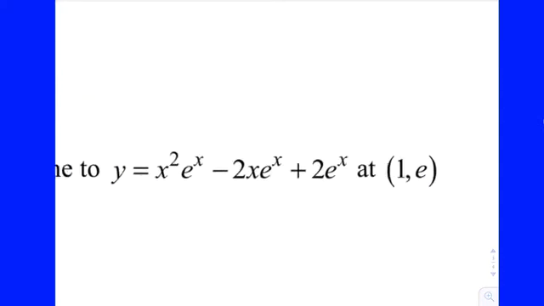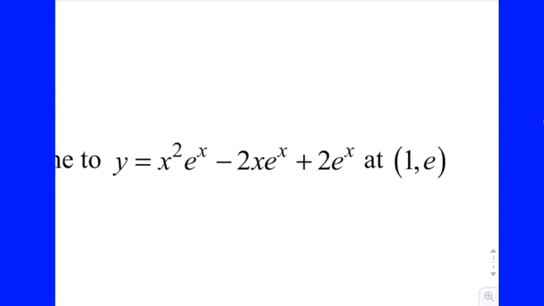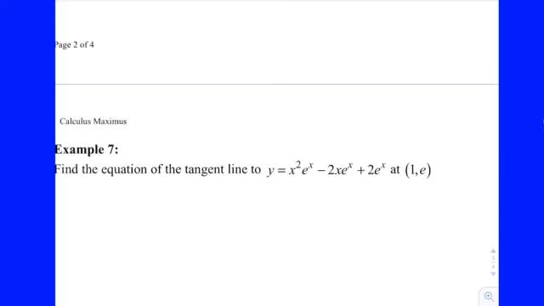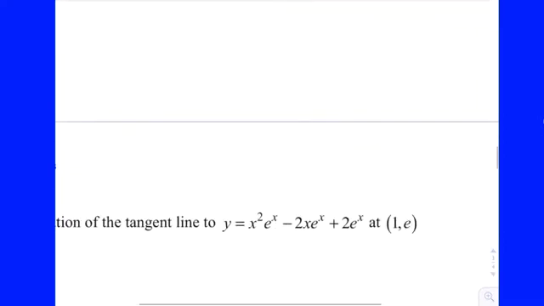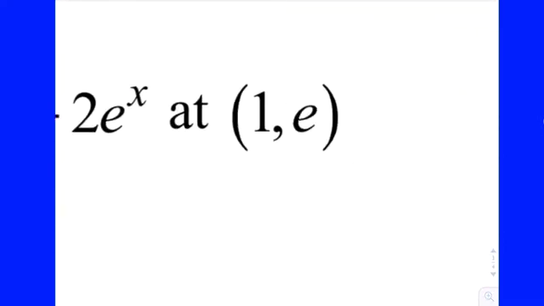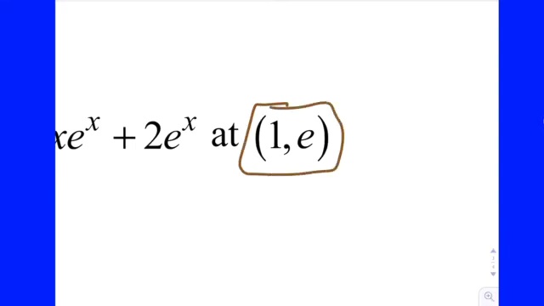Find the equation of the tangent line to this guy at the point (1, e). Equation of the tangent line. What do we need for the equation of a tangent line? We need 2 things: a point and the slope. Well, look at here. We actually have the entire point.